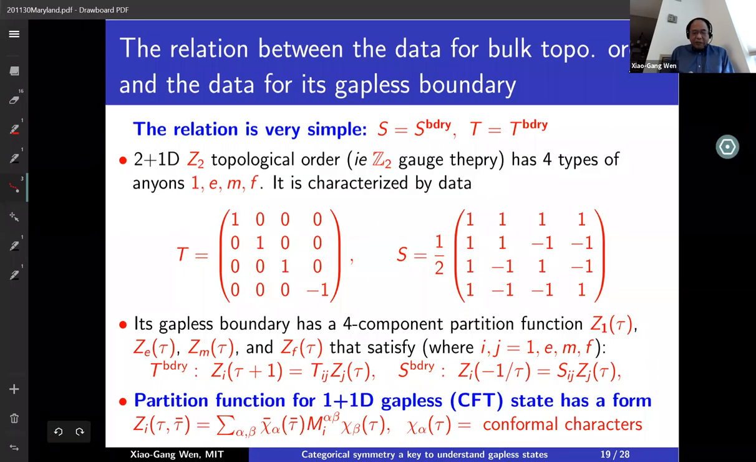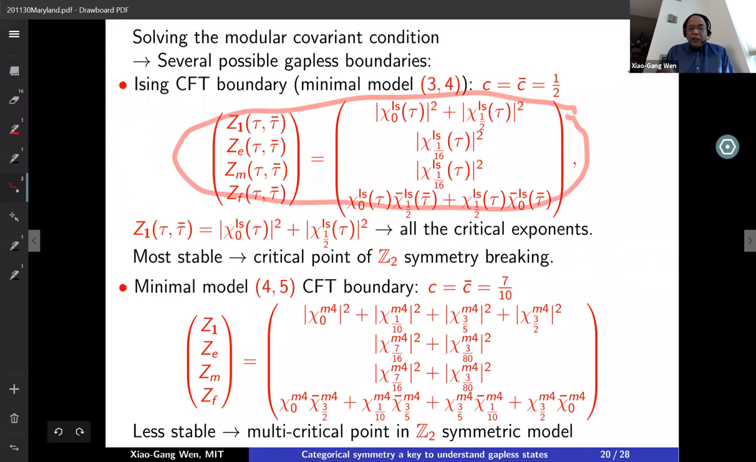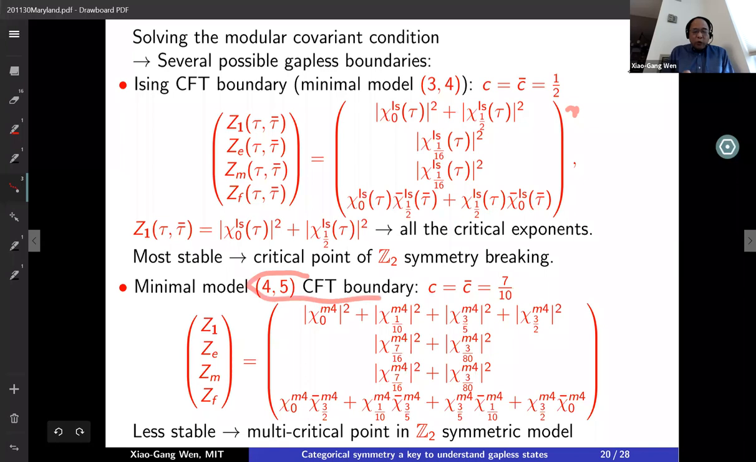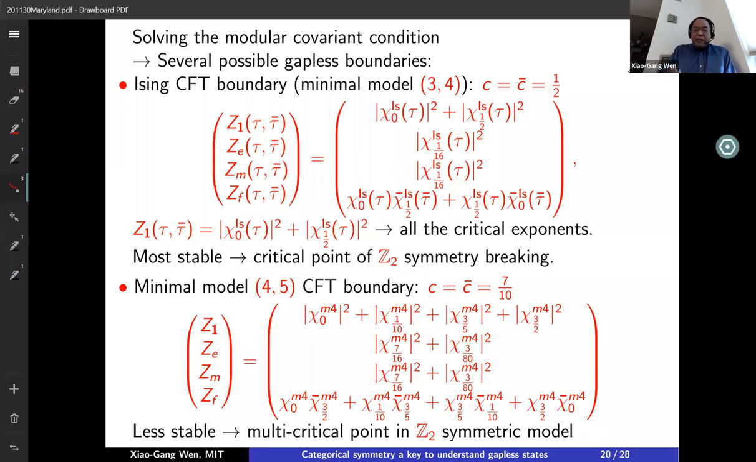So that's basically the main idea. In 1+1 dimension, using the ST matrix and the modular covariance, we can solve this equation. We find for the Z2 topological order, one solution is this one, using the conformal field theory of Ising characters to construct it. And we can use the minimal model to construct another solution, so there's another gapless boundary. This boundary has a minimal central charge and is the most stable. It turns out this one does not have a relevant operator, so it's the most stable one. And this one actually has a relevant operator, so it's less stable. It's a kind of multi-critical point with Z2 symmetry. So multiple solutions are okay, but it's just a multi-critical point.